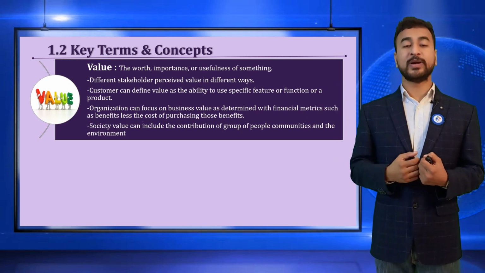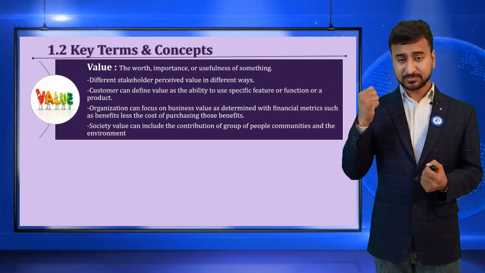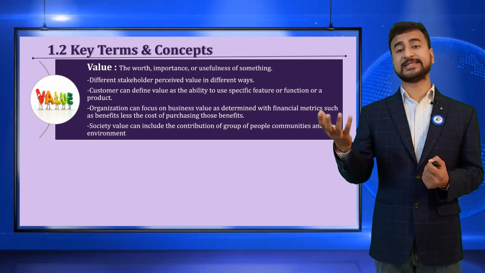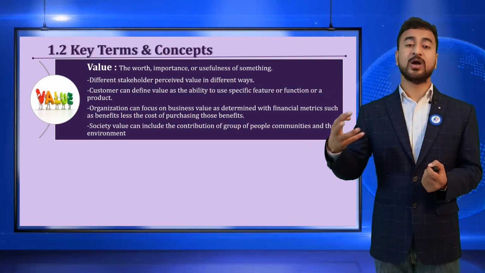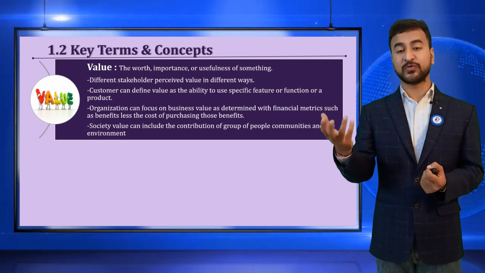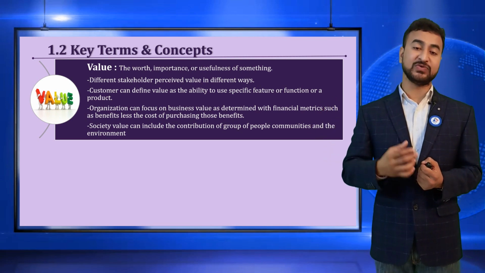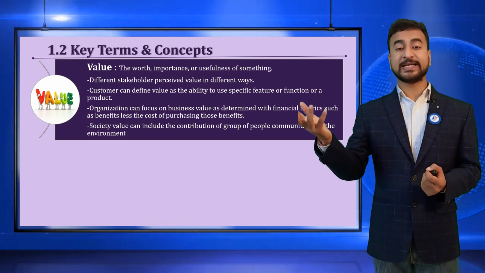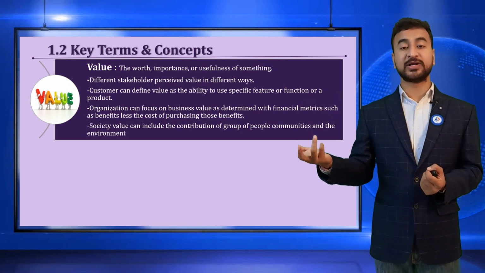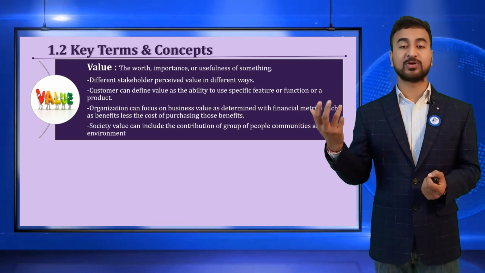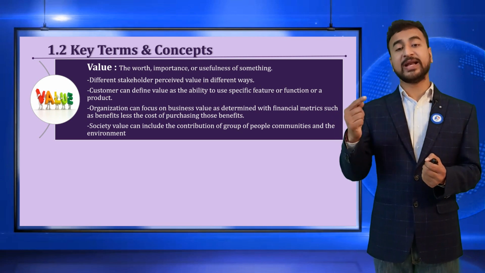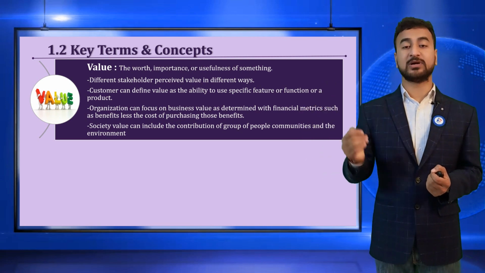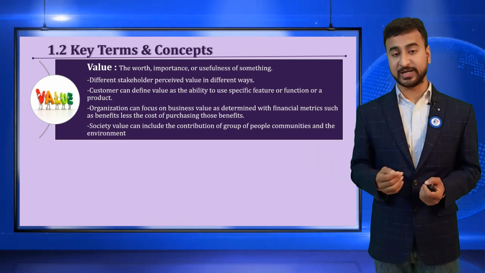But for a non-government organization or a government, value differs: how they better serve the citizens of the country, or how they serve the purpose of humanity. That would be value for them. So societal value can include a contribution of groups or communities to the environment. So value is a term that varies from person to person and from organization to organization.